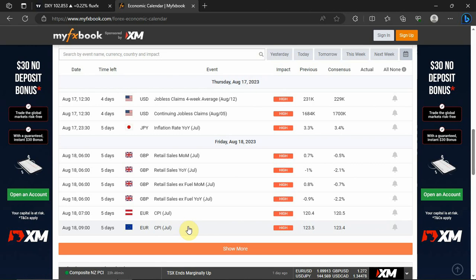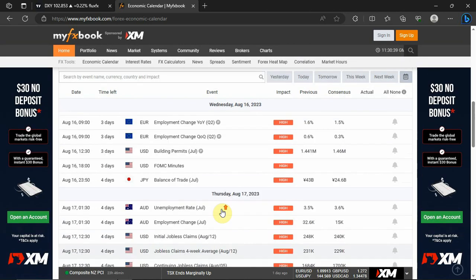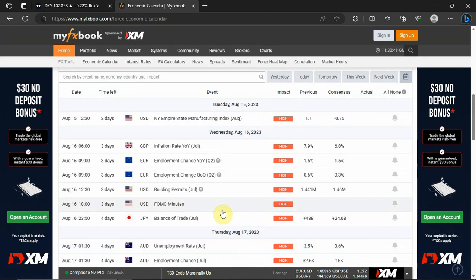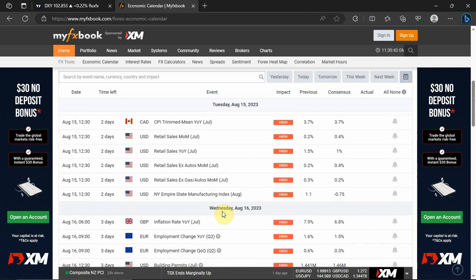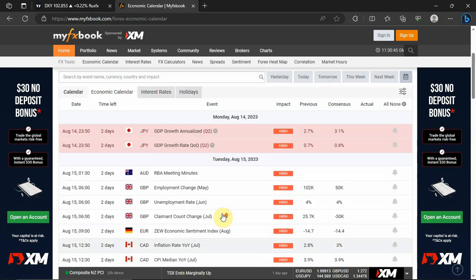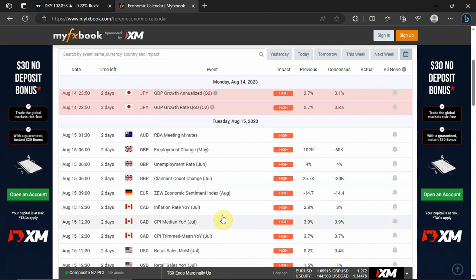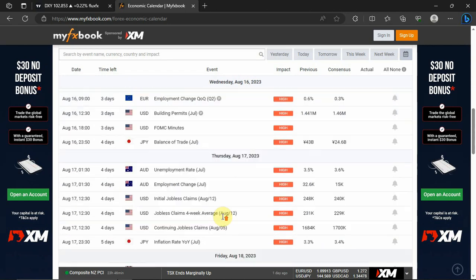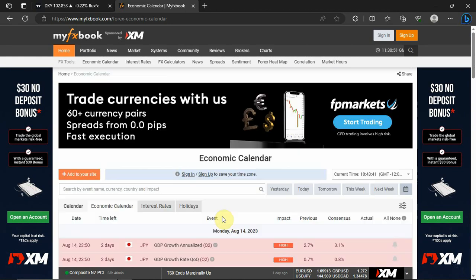So these are the high impact news you expect to see on the market so far as next week is concerned. It's going to be very interesting next week. Very, very interesting. So we'll see what will happen on the market so far as next week is concerned. So that is just that for the economic news calendar.